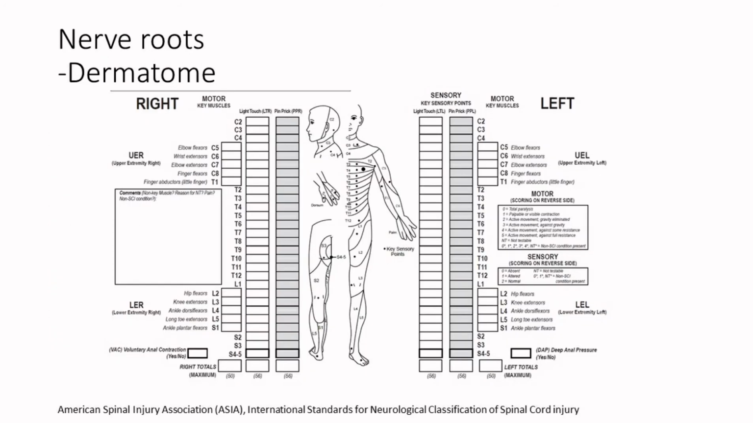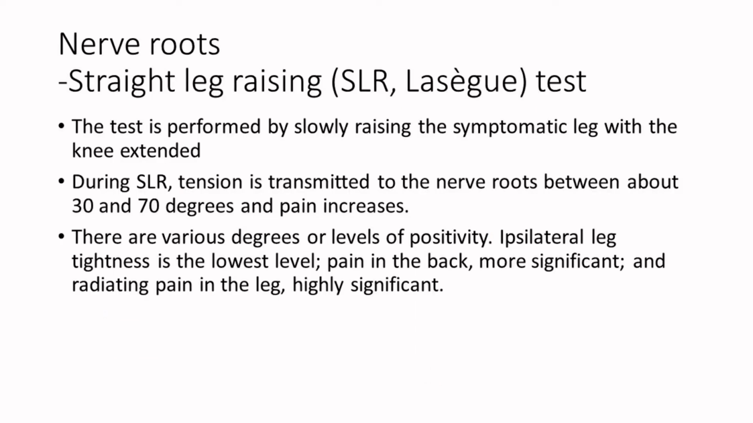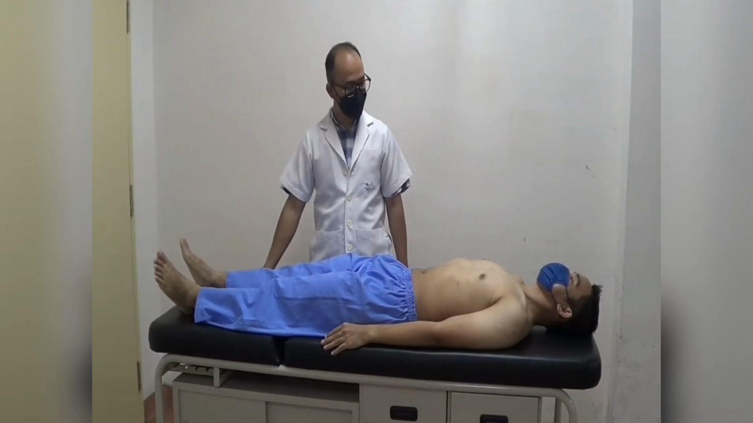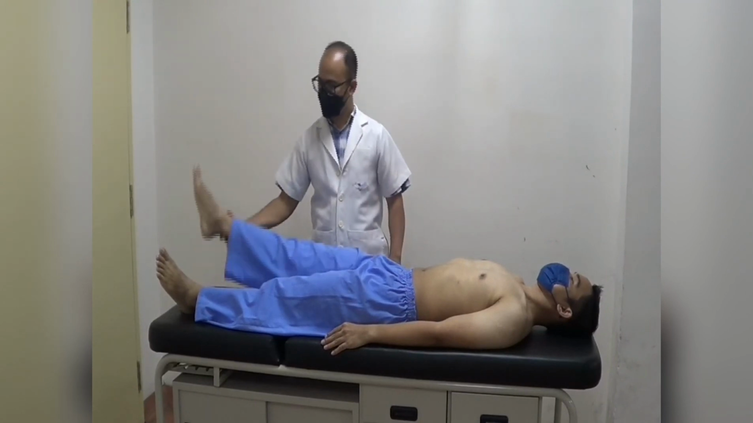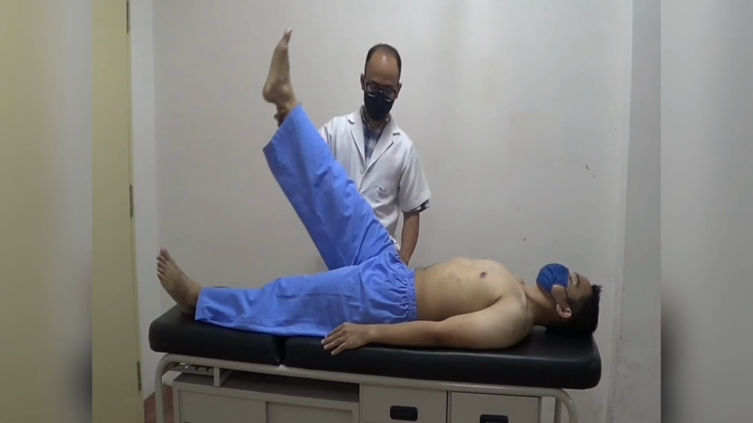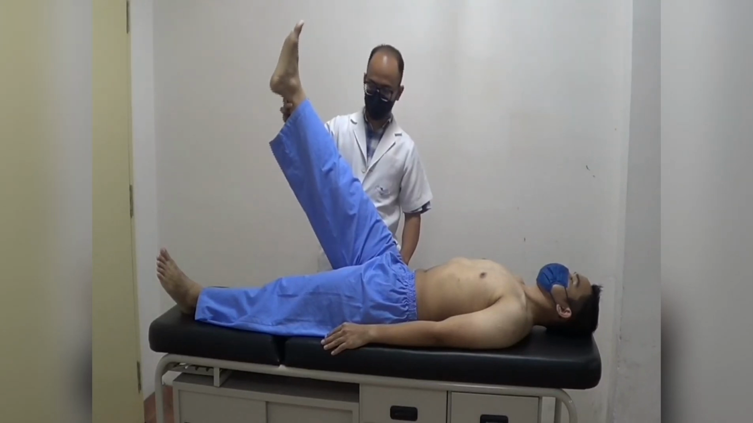For nerve roots, it can be assessed by using dermatome and myotome following the American Spinal Injury Association ASIA chart. Nerve root can also be examined using straight leg raising test, as it remains the mainstay assessment in detecting radicular compression. The test is performed by slowly raising the symptomatic leg with the knee extended. During SLR, tension is transmitted to the nerve roots between about 30 and 70 degrees.